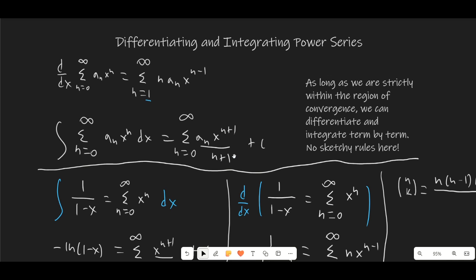So something that's very, very useful in this situation is if I have some sort of summation that looks like a summation that I know, which is equal to the sum from n equals 0 to infinity of a_n x to the n. However, this other summation has an n plus 1 on the bottom, so that means it's not the same as the infinite series that I already know. However, we can go ahead and use this rule right here, and we can rewrite the sum of a_n x to the n plus 1 over n plus 1 as the integral of a_n x to the n. And again, there's no sketchy rules here. You can integrate and differentiate term by term as long as you remain within the region of convergence.